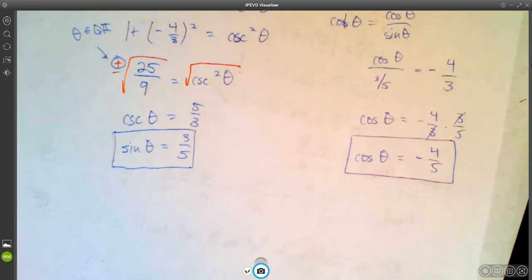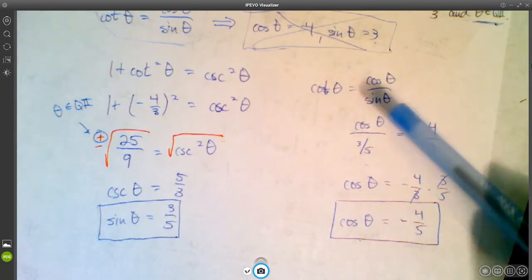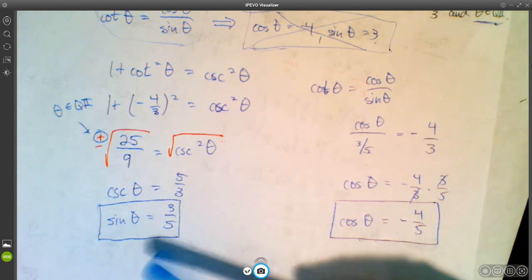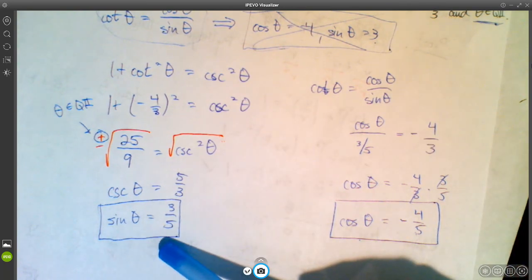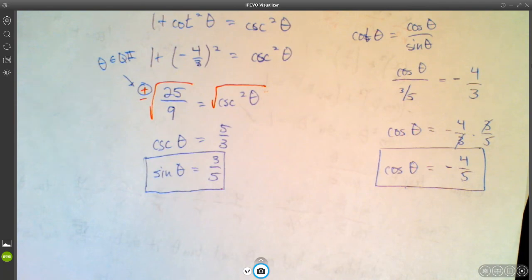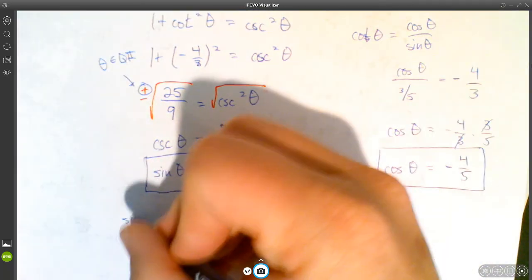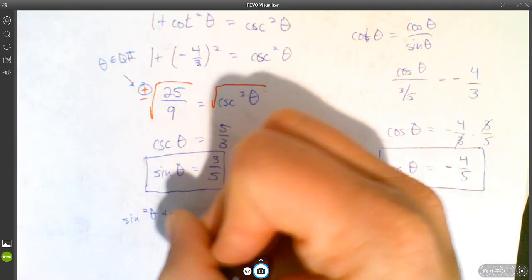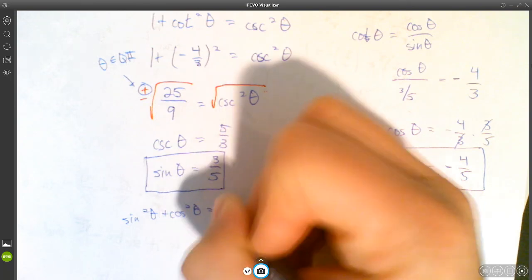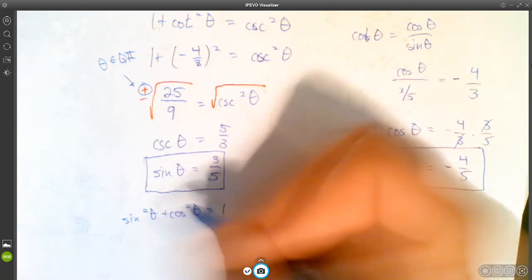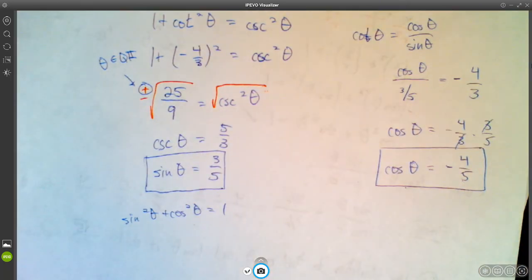Again, more than one way to skin a cat, though, right? So this isn't the only approach. From here you could have used a Pythagorean identity. You could have said sine squared plus cosine squared equals 1, and then replaced sine with 3/5 and solved for cosine that way. So that's another way that you could use identities to do the same thing.